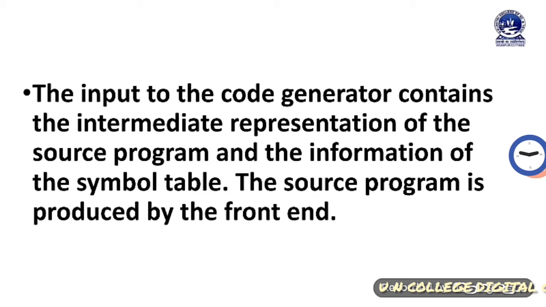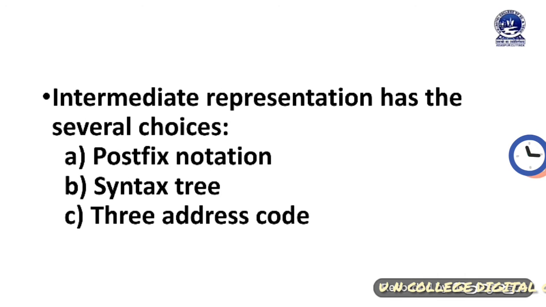Now I am going to discuss one by one all the issues, all the factors which are associated with code generation. The first one is the input to the code generator. It contains the intermediate representation of the source program and the information of the symbol table. Already we have discussed in the previous class the important factor associated with the symbol table. The source program is produced by the front end. The intermediate representation has several choices. What are those? Postfix notation, syntax tree and the three address code.